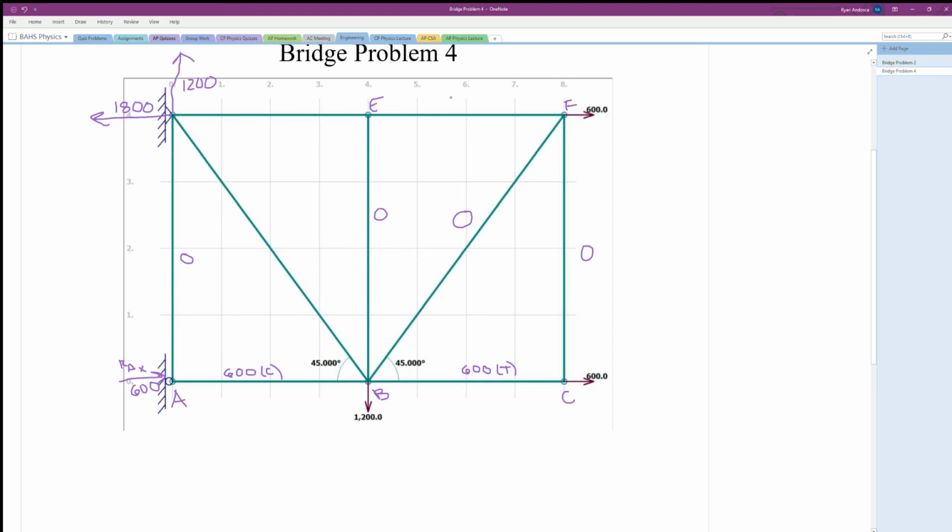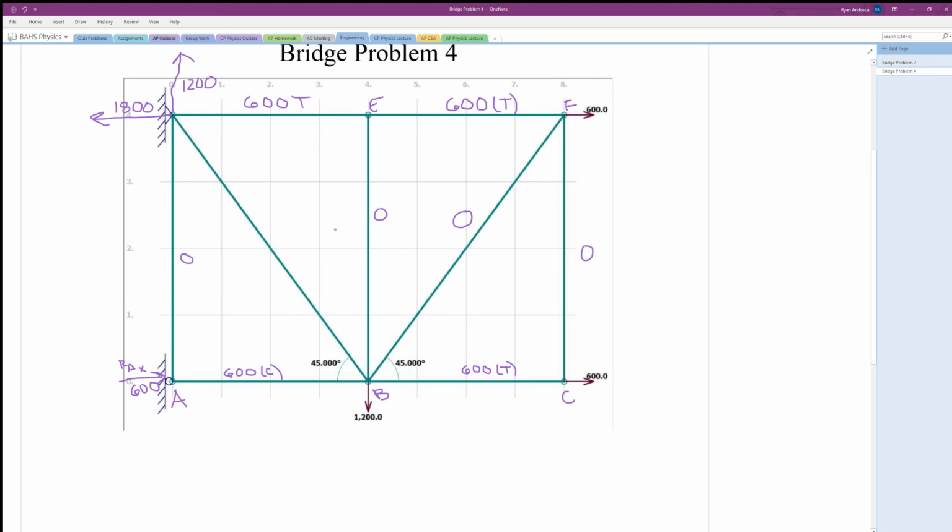And this bar, therefore, must be 600. It's pulling to the left to counteract the rightward force, so it is a tension. Which then lets us solve this: it is a 600 tension as well. Because if we look at joint E, we've got 600 pulling to the right, which means we need 600 pulling to the left, which is what this bar is.